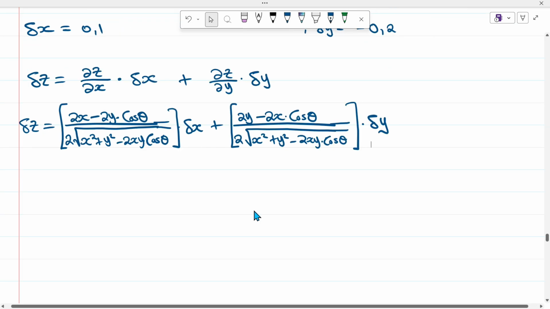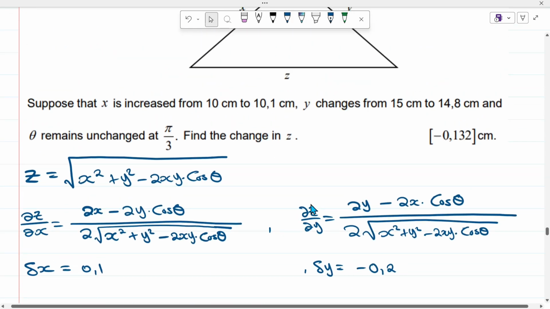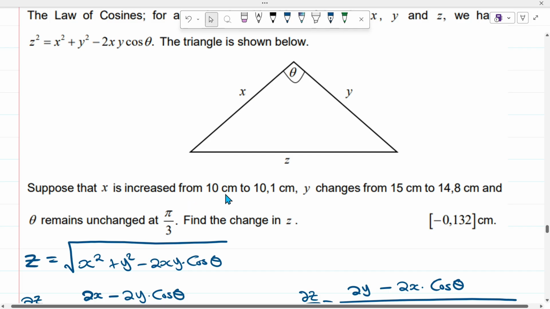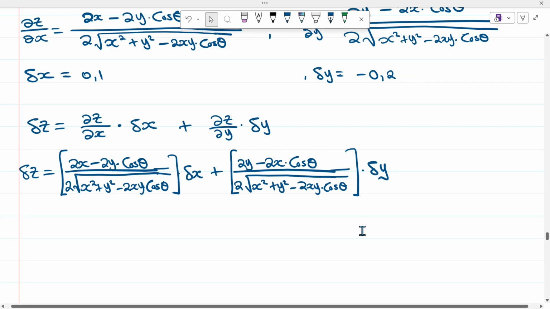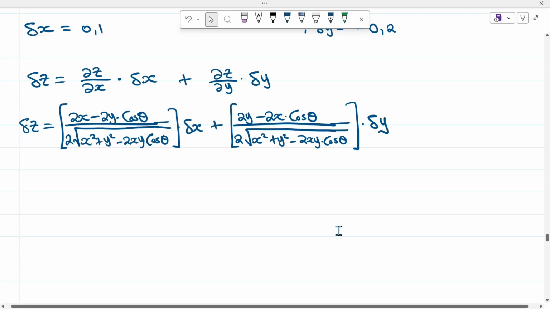And then from here we need to substitute the values of x, y, and theta, as well as the small changes. So like always, guys, the value of x is going to be the initial value before the changes. So that means x equals 10 and y equals 15, because we always take the initial value before the changes, and then theta equals pi over 3. That's what I'm trying to say. So now let's just substitute everything like that.